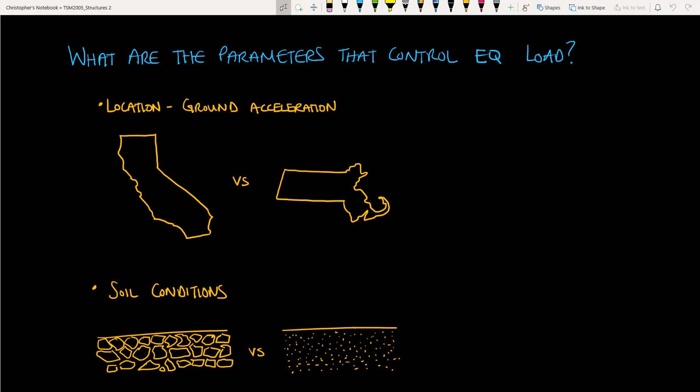It's important to note, however, that buildings in both locations must be designed for earthquake forces. Just because we don't often feel earthquakes in Massachusetts doesn't mean that they don't regularly occur. Although they are relatively small, they can still impact buildings, especially old, brittle buildings that may not have been designed specifically for seismic loads. So seismic design is always required. Seismic detailing, however, is not always required, and we'll get into that more later.